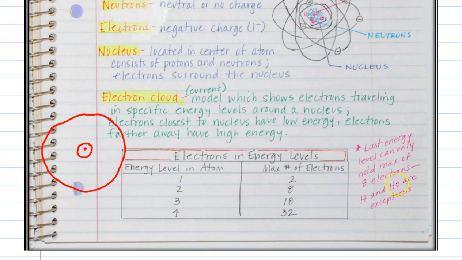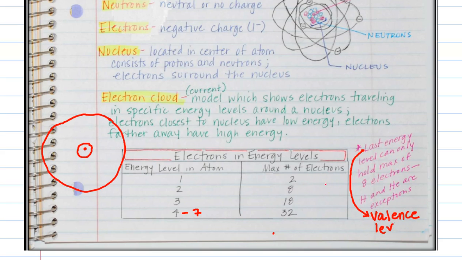So in the first energy level, we can put 2 electrons. In the second energy level, we can put 8 electrons. In the third energy level, we can put 18. And then in the fourth through the seventh levels, they can hold 32 electrons. Now, there's an exception to this. The last energy level, no matter whether it's the first, second, third, fourth, fifth, sixth, or seventh, can only hold 8 electrons. And we call this last energy level the valence level.